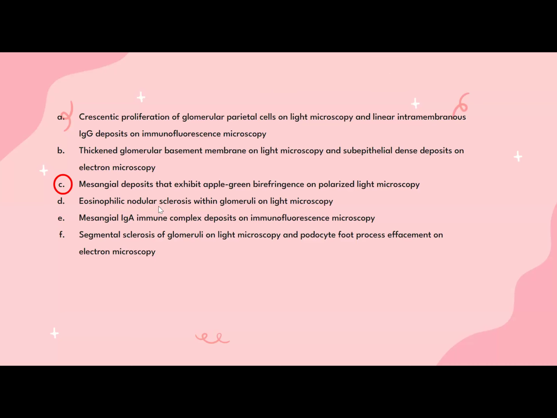So yeah. Eosinophilic nodular sclerosis within the glomeruli, we're not thinking that. We're not thinking of eosinophilic granulomatosis, right? We're also not thinking of Kimmelstiel-Wilson nodules, which are in diabetic nephropathy. This patient does not have diabetes. Mesangial IgA immune complexes, we're not thinking of IgA nephropathy. There's none of the predisposing risk factors. And same for segmental sclerosis. That's not one of the ones that we're thinking of.